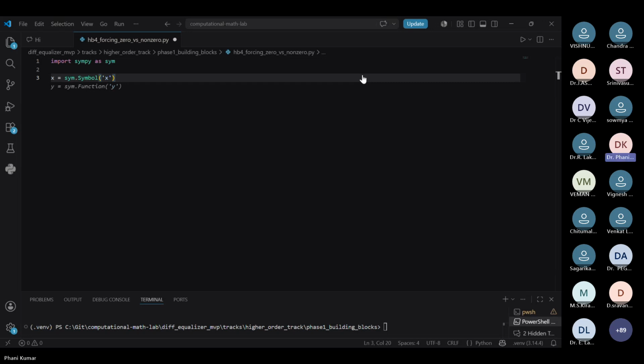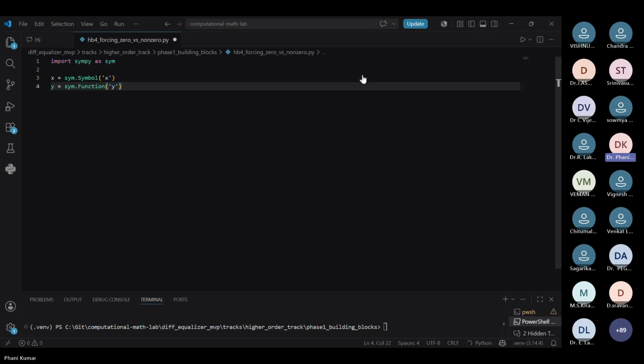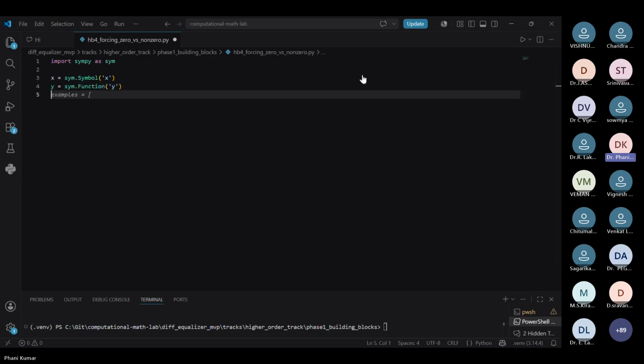And as we said in the morning, whenever we define x as a symbol, the Python program will take x as a math variable. It is not just a number, it is a variable. x = sim.Symbol('x').